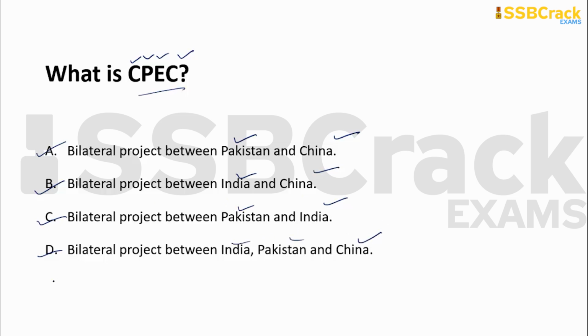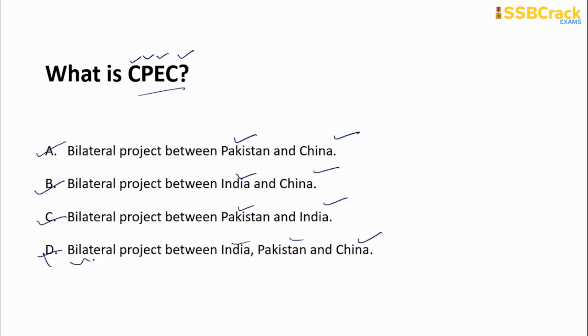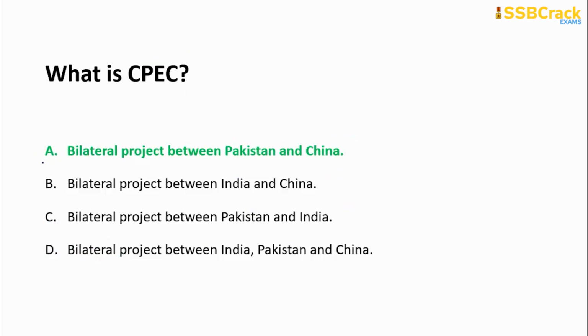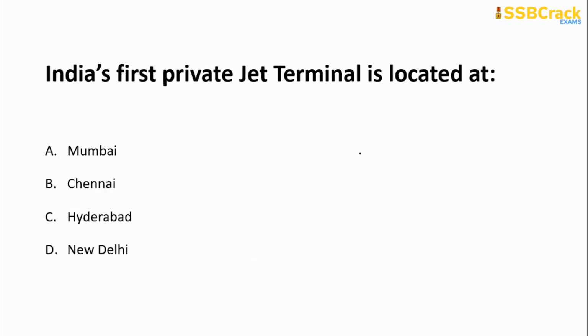Option D is incorrect because a bilateral project is between 2 countries, so it cannot be 3 countries. So the correct answer would be the bilateral project between Pakistan and China. Now the next question: India's first private jet terminal is located at Mumbai, Chennai, Hyderabad, or New Delhi? The correct answer is New Delhi.